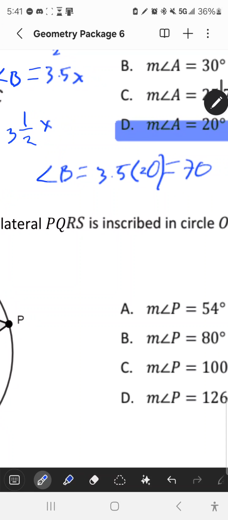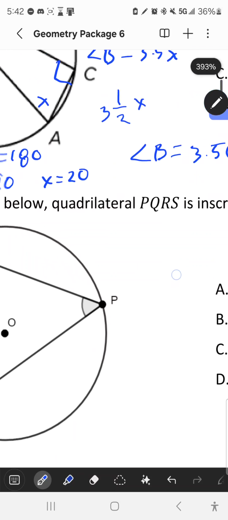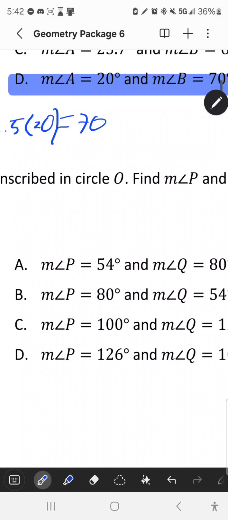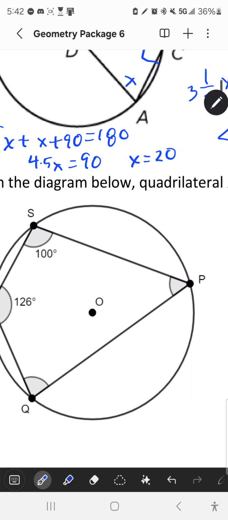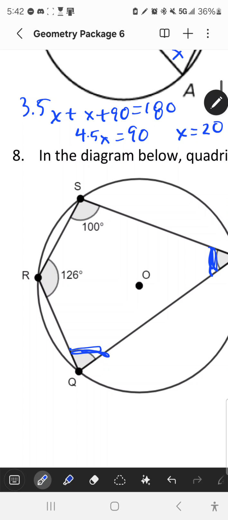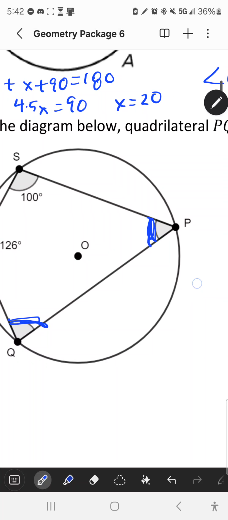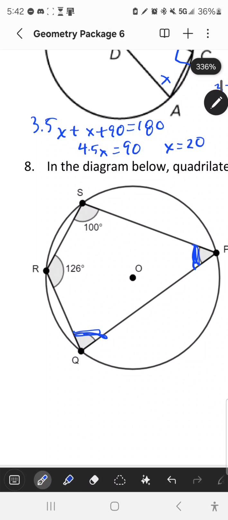Now, in the diagram below, quadrilateral PQRS is inscribed. Inscribed just means that it's inside the circle, and the vertices, which are the connections of the lines, lie on the circle. So find the measure of P and the measure of Q. We have the measure of P here and the measure of Q. And this is all the information we have.